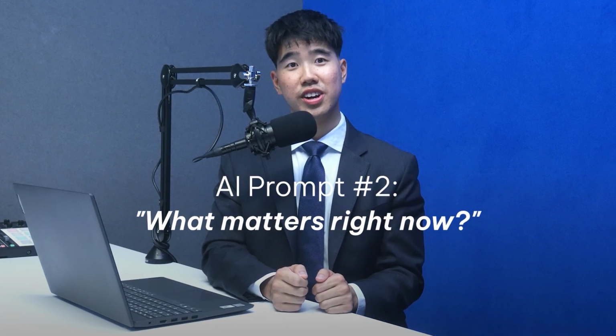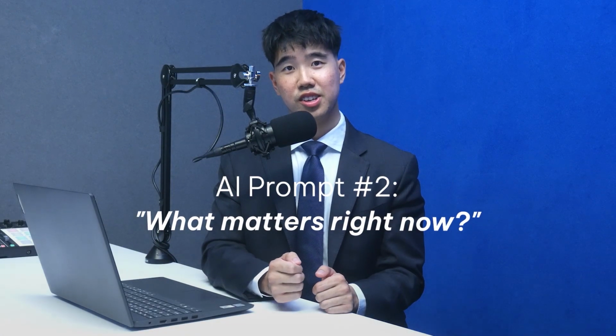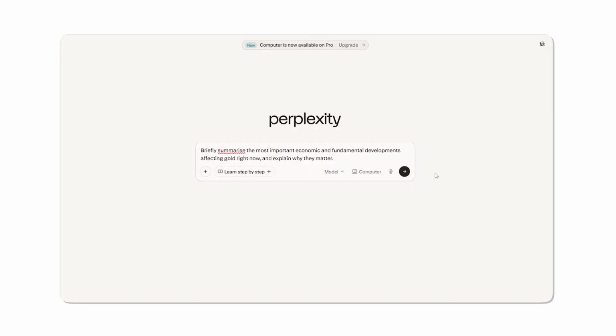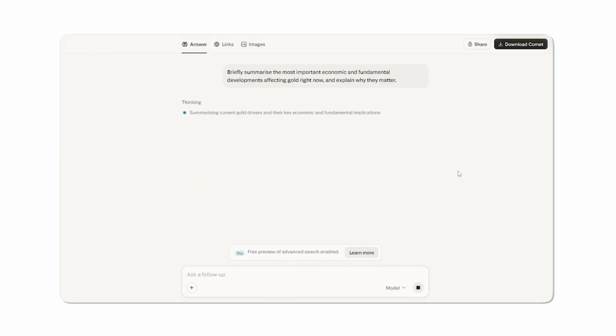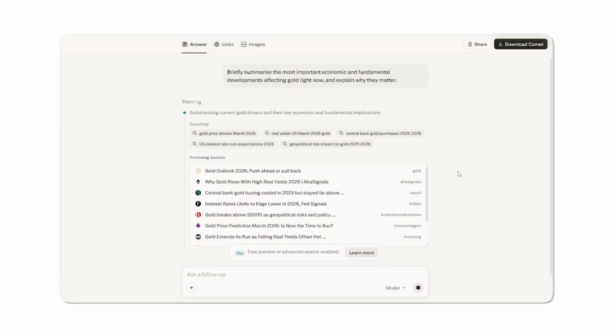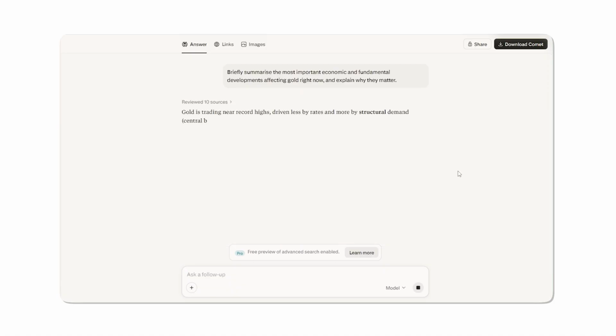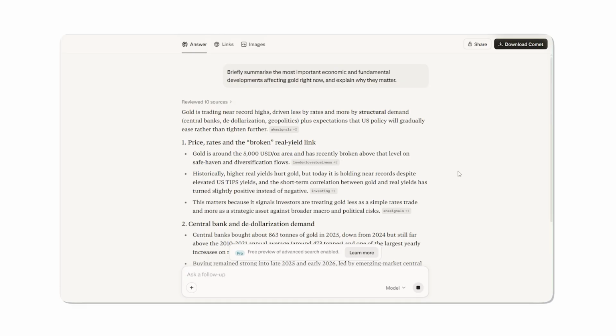The second prompt is to ask the AI to summarize the current trading news that matters. Interest rate expectations, inflation data, employment figures, central bank commentary, and major geopolitical events can all shape how you view an asset. A prompt like this can help you focus only on the developments that are most relevant to the instrument you are trading. For example, you could ask, summarize the most important economic and fundamental developments affecting gold right now, and explain why they matter.